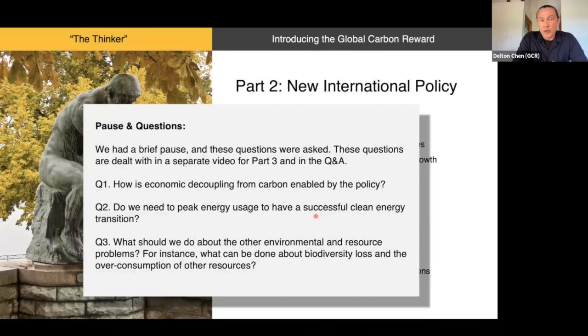So the first question that came from the audience is, how is economic decoupling from carbon enabled by the policy? That was explained in part three. The answer is that optimal growth offers a way of decoupling the economy by providing an incentive, the carbon reward, which transfers resources and energy from the mainstream economy into a new mitigation economy. As we do that, we can accelerate the rate of decarbonisation, accelerate the transition to cleaner energy production in the consumptive economy, and we can increase the rate of carbon removal from the atmosphere. It's those two processes combined that could get us to net zero.